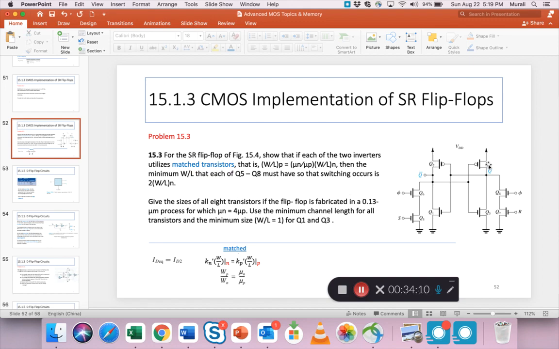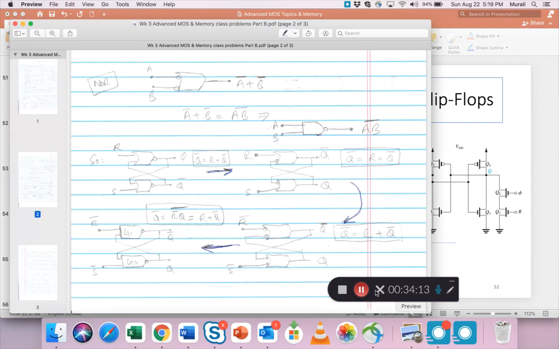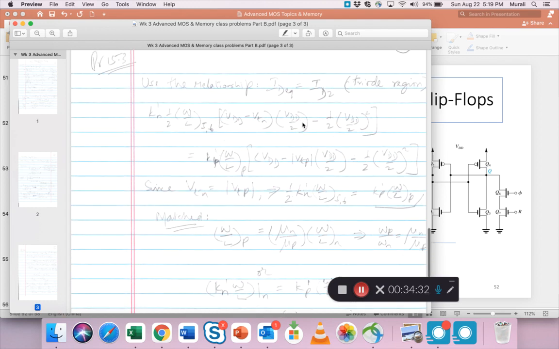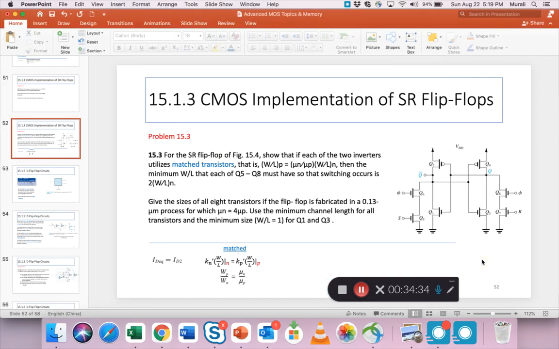Okay, interesting example, I think. So let's look at 15.3. Again we are going to use the relationship ID equals ID2 in the triode region, right? Because here there are no funny inputs which are only half the VDD and all that, like one of the previous problems we solved. So we can assume safely that phi and S, the inputs, will be at the proper high, which generally means VDD.